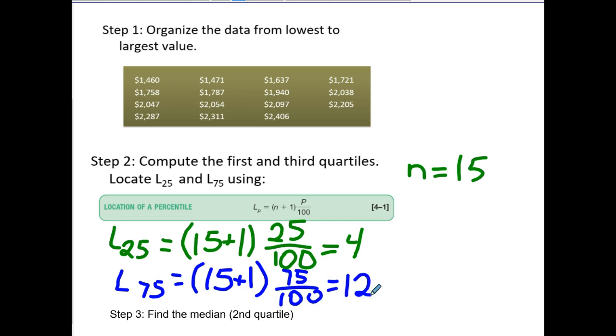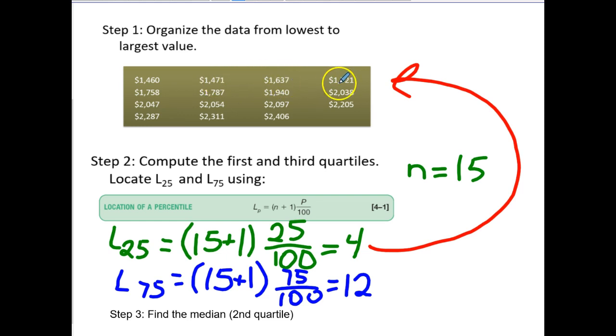Now this is very important. This 4 and 12, these are not our answers. Okay, the 4 is the position in the data. So we need to go back up here and we need to find the fourth piece of data. So we have 1, 2, 3, 4. So that is our fourth piece of data. So the first quartile is at $1,721.